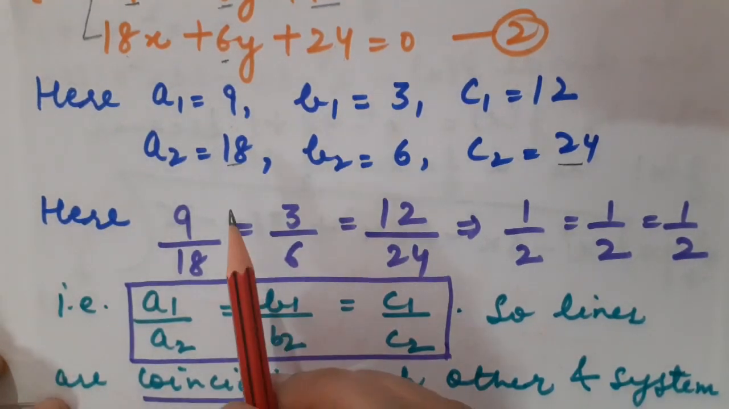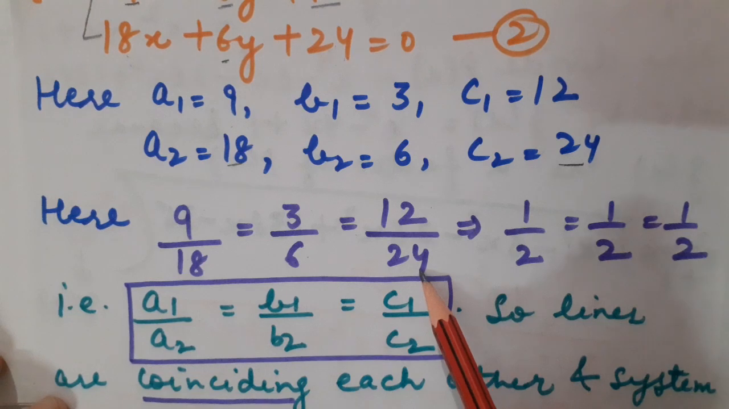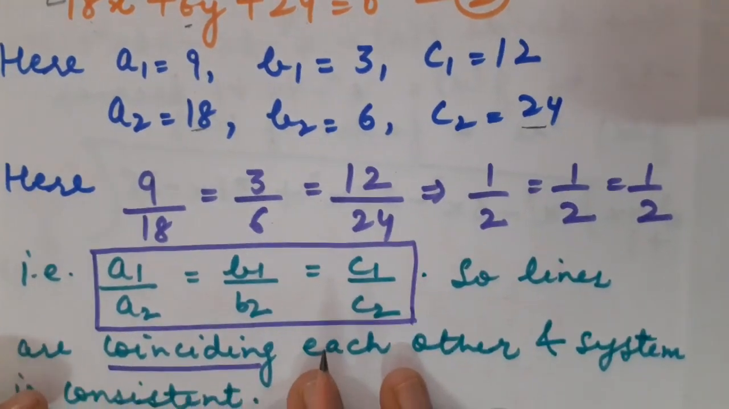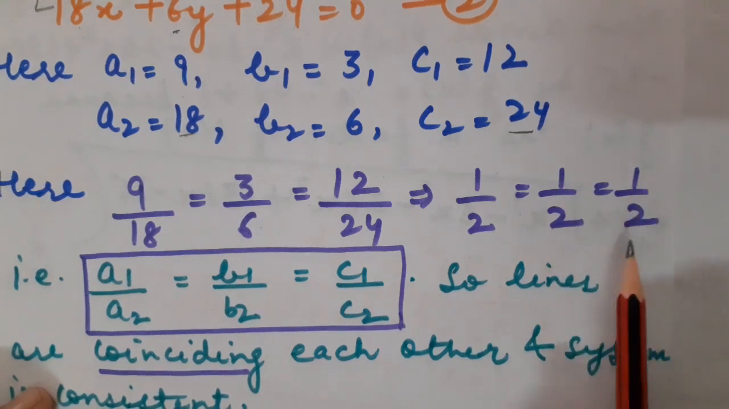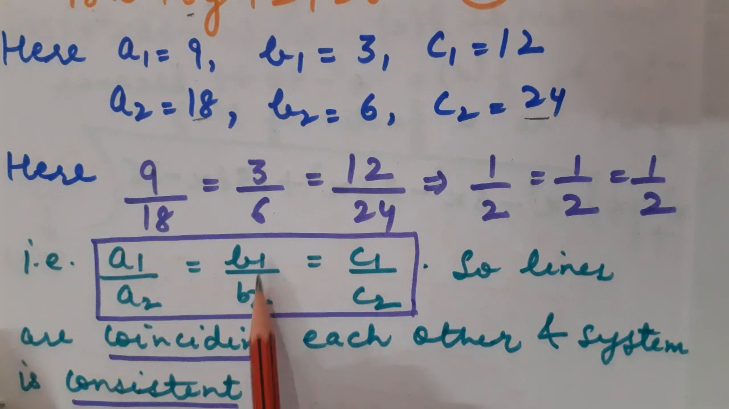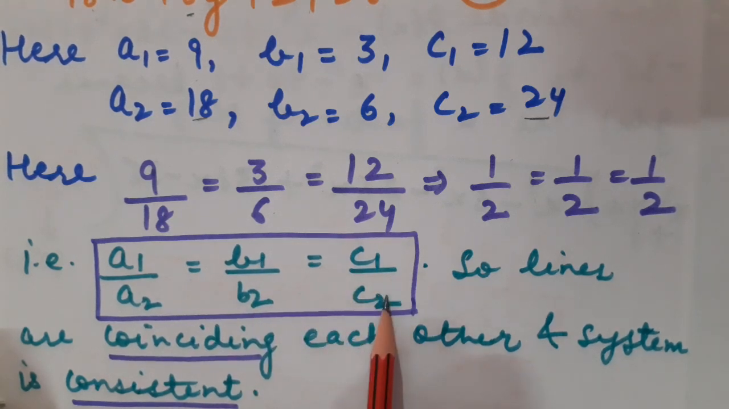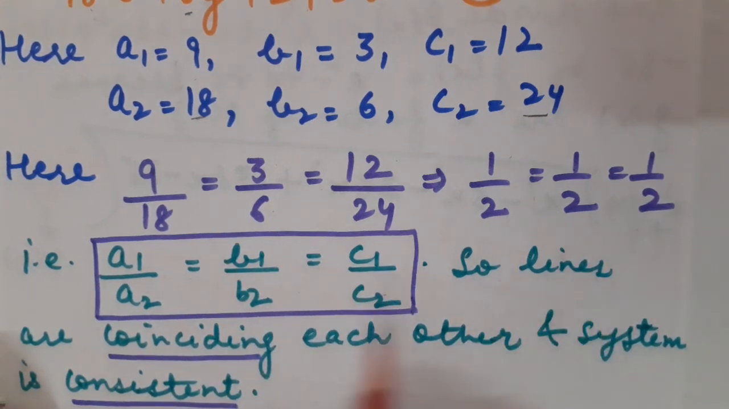So children, please be focused. 9 upon 18 is equal to 3 upon 6 is equal to 12 upon 24. All the ratios are equal to 1 by 2. So what can I say? That a1 upon a2 is equal to b1 upon b2 is equal to c1 upon c2. So as this relation is satisfied, what can we say? That the lines are coinciding each other and of course the system will be consistent.